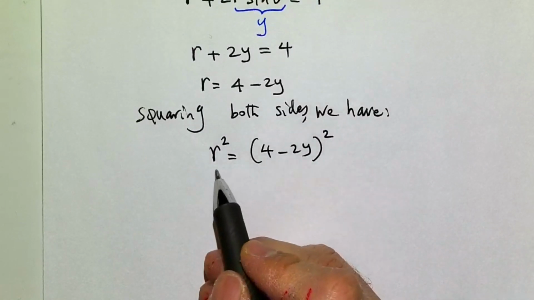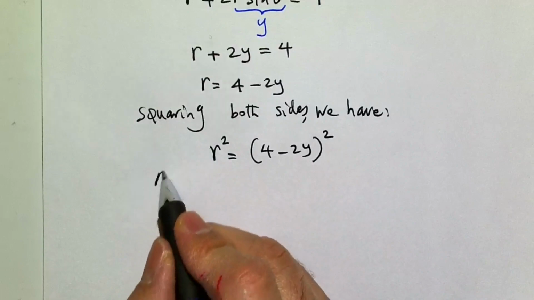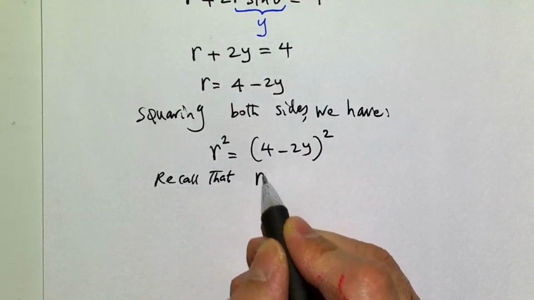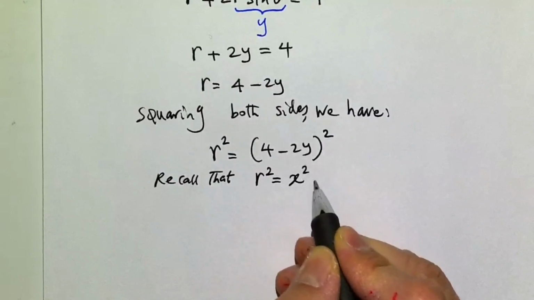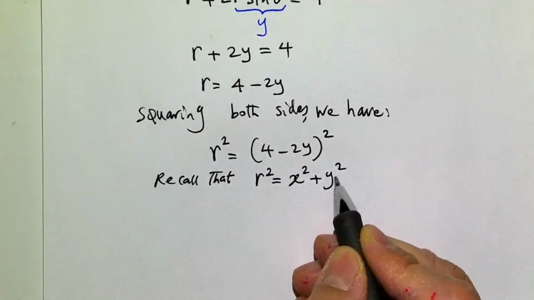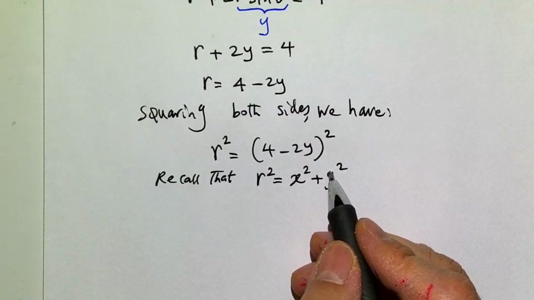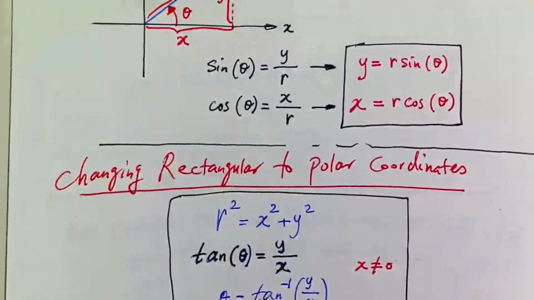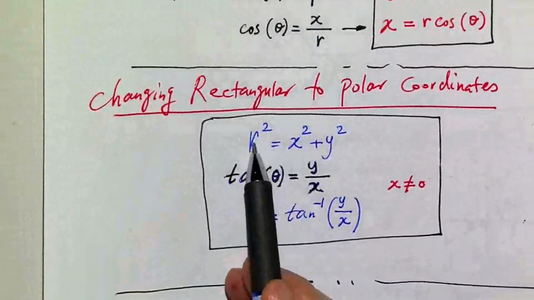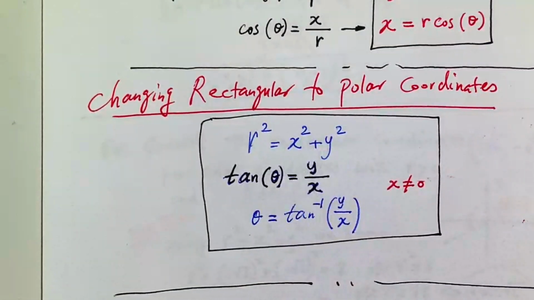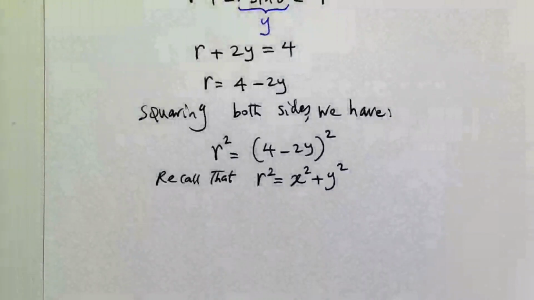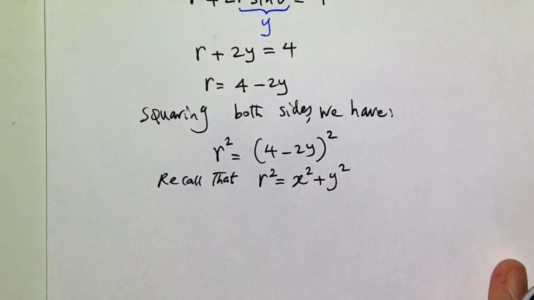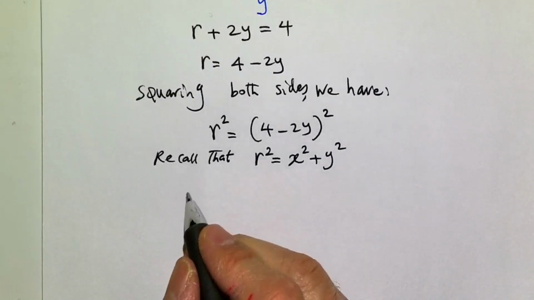Great. So let's replace, and also recall that r squared is equal to x squared plus y squared. I keep bringing this back because you guys have to remember these in order to be able to answer these questions. See, r squared equals x squared plus y squared. So that's what I'm recalling. Substitute that on the left side.